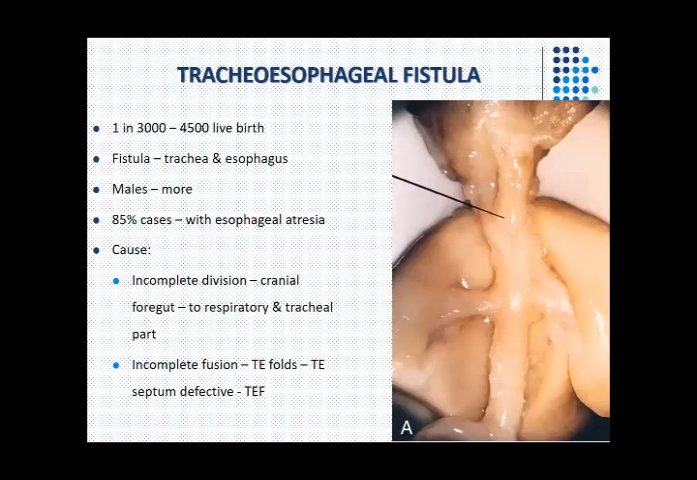Achha ji, this is an extremely important anomaly. The trachea's most important anomaly is the tracheoesophageal fistula. It is very important from your examination point of view. I'll show you the drawings.